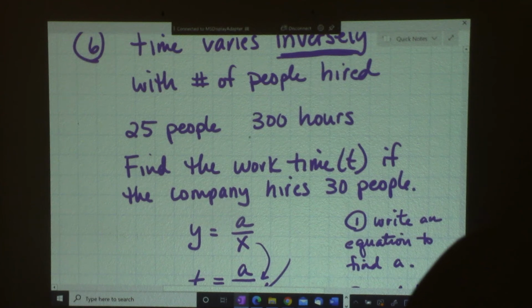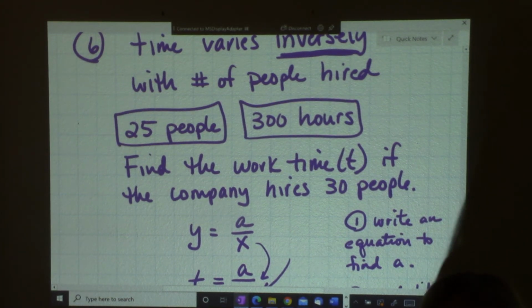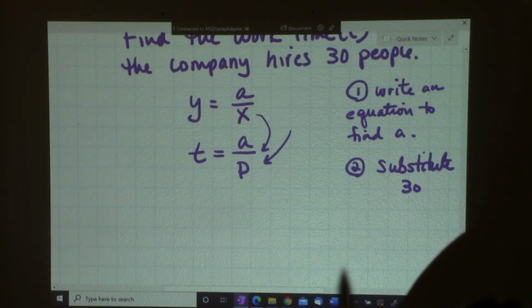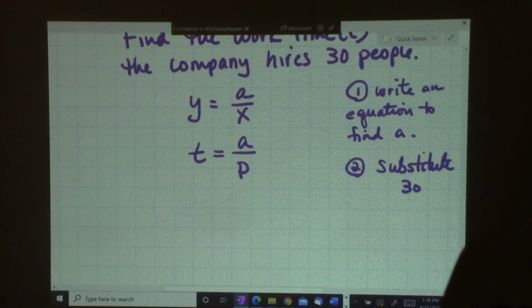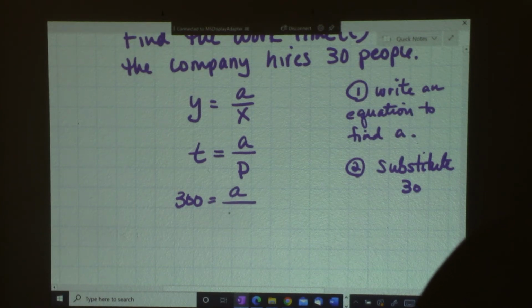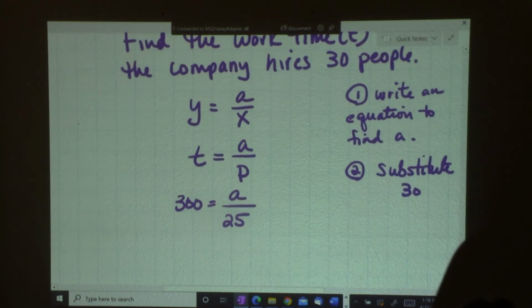So I have up here 300 hours and I have 25 people. So really, do you see, this is not very hard. The whole inverse equation thing is not that difficult at this point because it's inverse, there's no y-intercept. So anyway, T is 300 and I don't know A yet, and I know I'm gonna have 25 people. Okay, because that's what they said, 25 people, 300 hours.